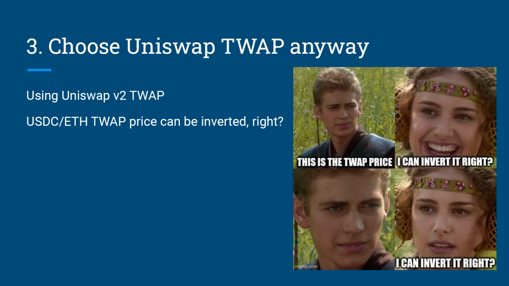Well, I'm just going to use one example. There are many things that could go wrong. But let's say, for whatever reason, you're using the older Uniswap v2 TWAP. And you get this data, which is USDC to ETH TWAP price. And you might think, OK, if I want the price of ETH in USDC, I can just flip this price upside down and invert it. This is how it works, right?